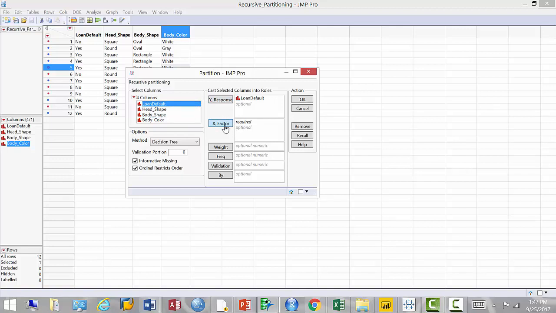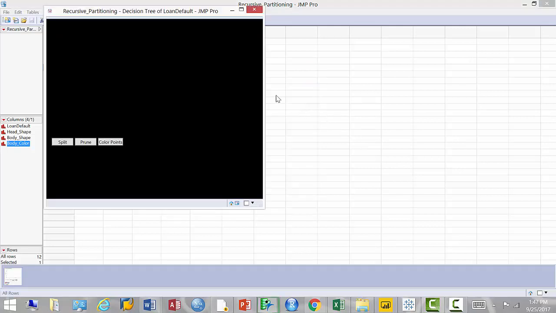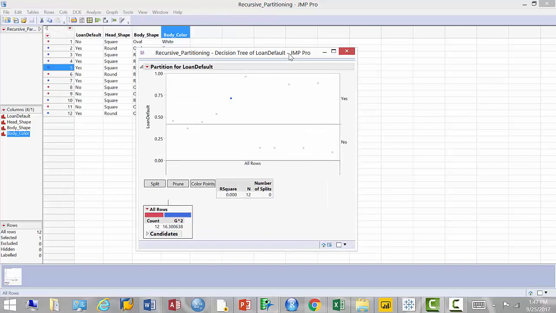And X factors are predictors, what I'm using as independent variables that will tell me whether or not a customer will default. So I'm going to select all three of them, just like that, put that into the predictors, and that's it. I'm ready to cook. Click the OK button, and it tells you, yay, look at that.